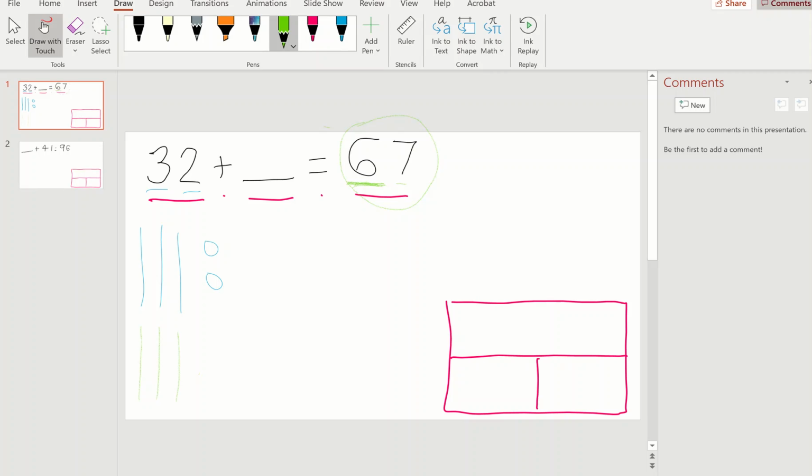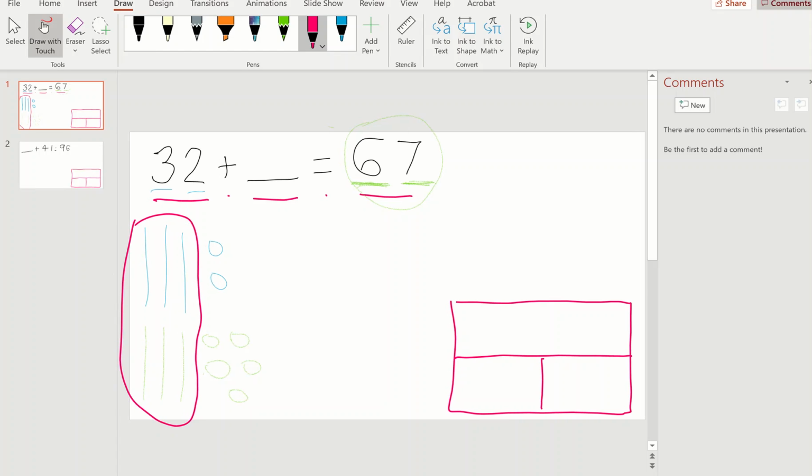At the moment I've got 2 1s. I need to finish with 7 1s, so I'm going to add some more on. So 1, 2, 3, 4, 5, 6, 7. There we go. So now in total, if we count up the 10s, we've got our 6 10s. And if we look at the 1s, we've now got 7 1s.